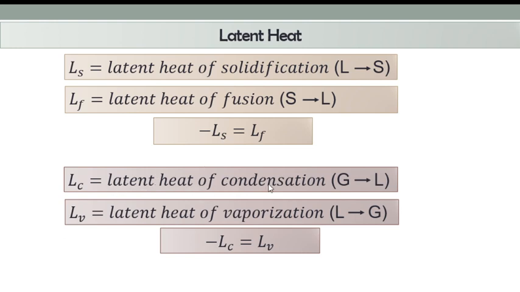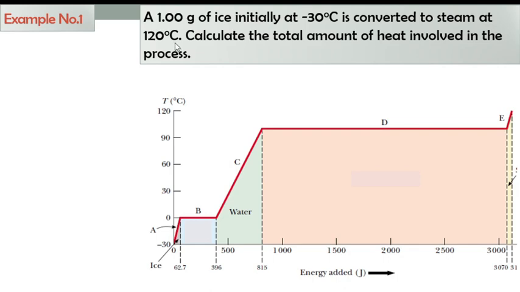Latent heat of condensation will be the term used for phase change of gas to liquid, and latent heat of vaporization is the term used for a phase change of liquid to gas. Latent heat of condensation is equal to the latent heat of vaporization because these two are reverse processes. A negative sign will be used also for latent heat of condensation because the gas must release energy to become a liquid. Let us have our first example problem.